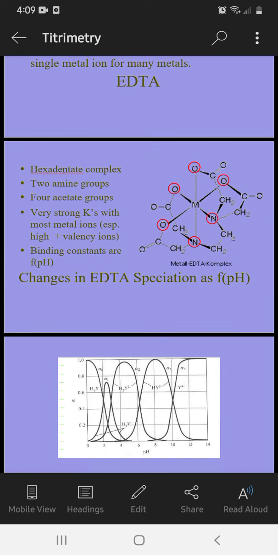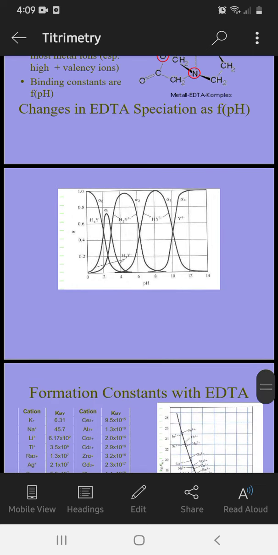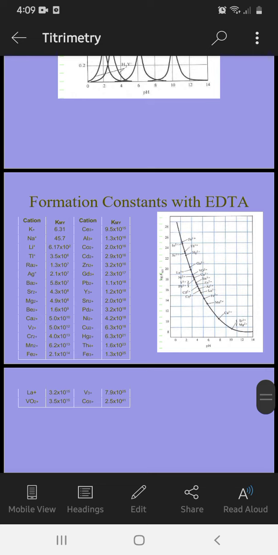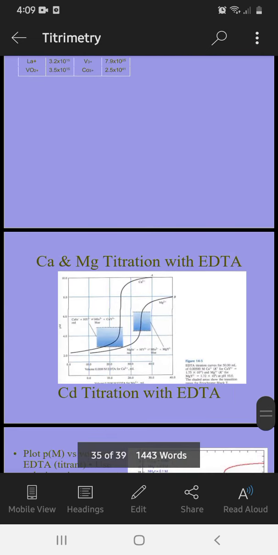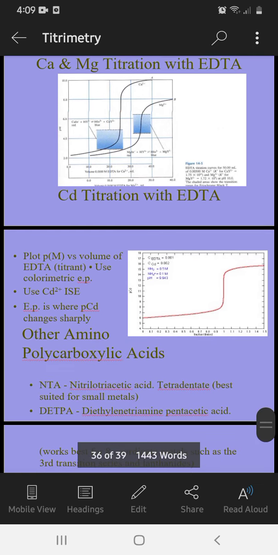EDTA is a hexadentate complexing agent with four acetate groups. It binds very strongly with most metal ions, especially high-valency ions, with a binding constant dependent on pH. Changes in EDTA speciation with pH affect the formation constant with EDTA. Now you can see the formation. Ca and Mg titration with EDTA, Cd titration with EDTA.